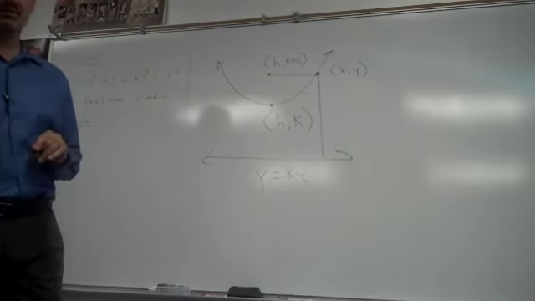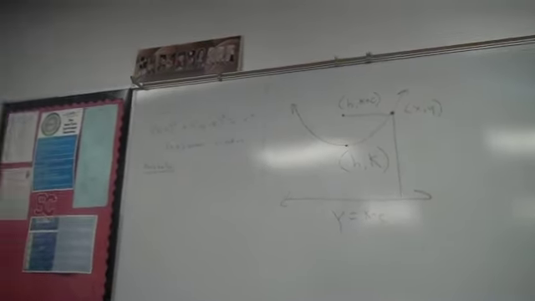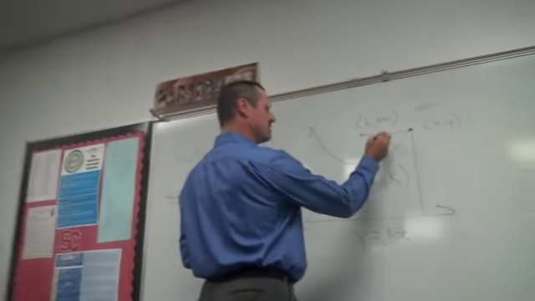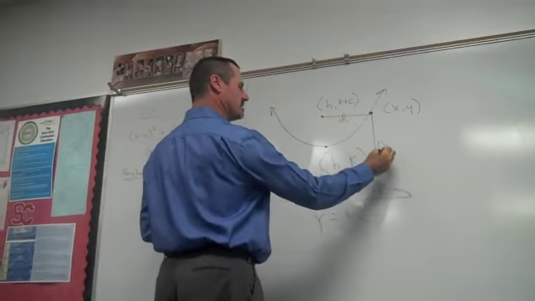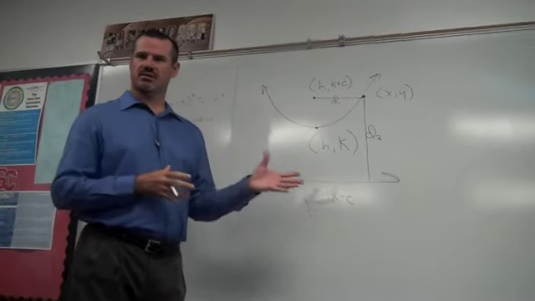Now my picture's not very good, is it? I should have drawn the parabola a lot fatter and the directrix a lot closer. But the definition of a parabola is this distance right here, we'll call this distance 1, is going to equal distance 2. And that's true at every single point. I think I said that on the video the other day.